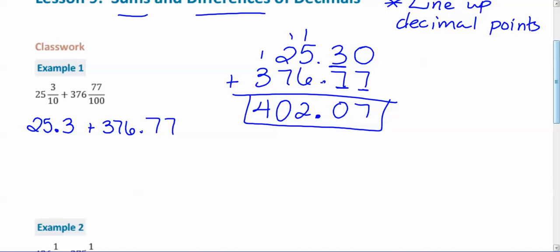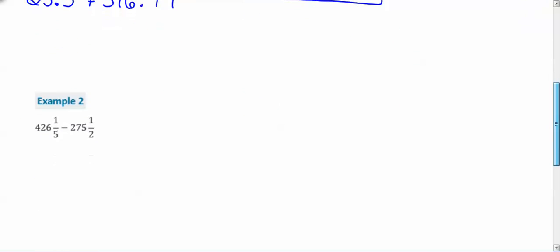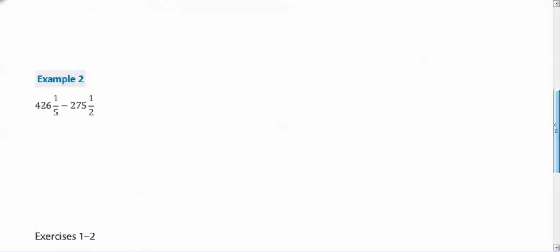Okay. Let's go down here to this next one. So we have 1/5 and 1/2 that we need to convert. So 1/5, we want to make that out of a power of 10. So to get from 5 to 10, what are we multiplying by?